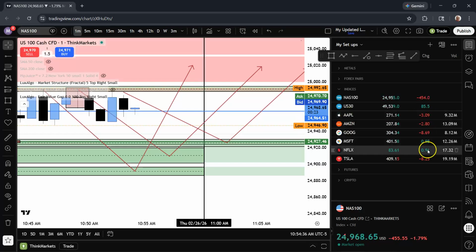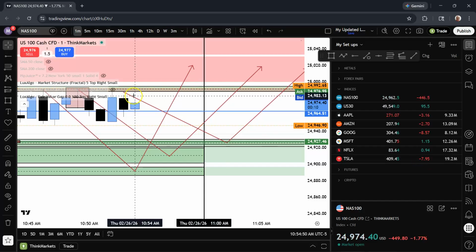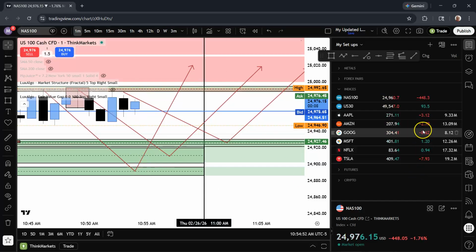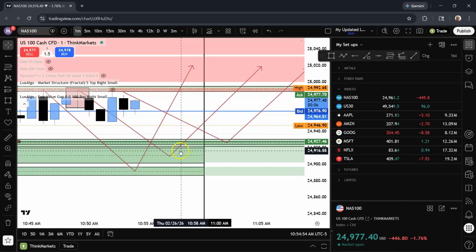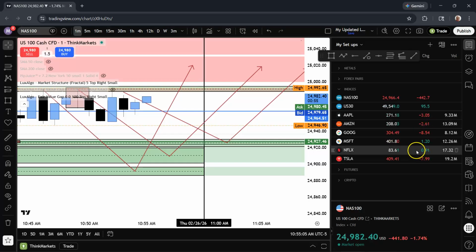So whenever you see these companies are up, meaning they're flashing green, then NAS will probably go up. If they're flashing red, that means NAS is going down. If all of them are green, then NAS is pumping higher. If all of them are red, NAS is pumping lower. Should have had this up earlier, but I was reading the charts. This is just another confluence that you could use to determine which direction the market's going.